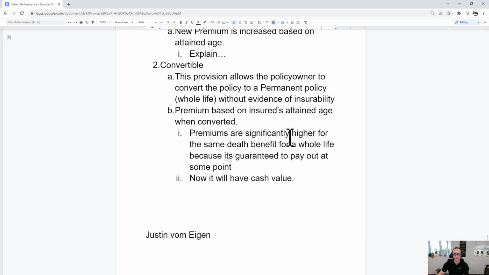Premiums are higher for whole life with the same death benefit because it's guaranteed to pay out at some point, right? For a term policy, the company's saying, we have a very good idea that this person's going to live for the next 10 or 20 years based on our underwriting. But with a whole life, they're not going to say, we have a really good idea this person's going to live forever, right? So it's a guaranteed payout. That's typically why they may cost more. And it has a cash value portion as well. So the company is starting to return some premiums.